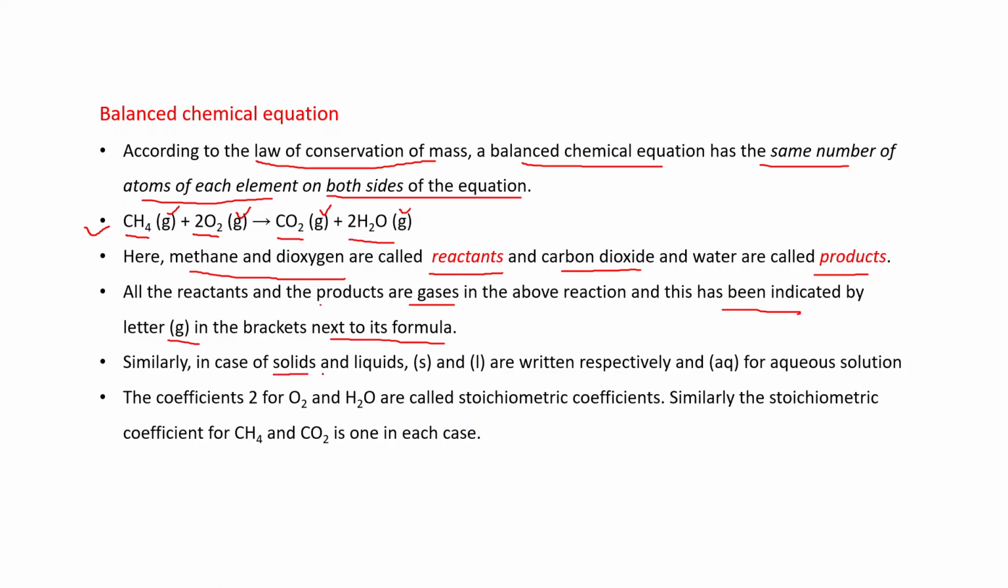Similarly, in case of solids and liquids, we will write s and l, and if an aqueous solution is there, then we will write aq. The coefficients are 2 for O2 and 2 for H2O. Now, what is the meaning of this coefficient? These coefficients are known as stoichiometric coefficients. Similarly, the stoichiometric coefficients of CH4 and CO2 are 1, and generally it is not written. Clear?